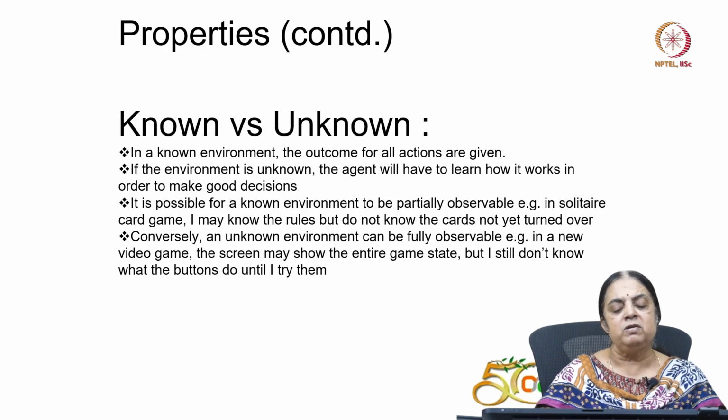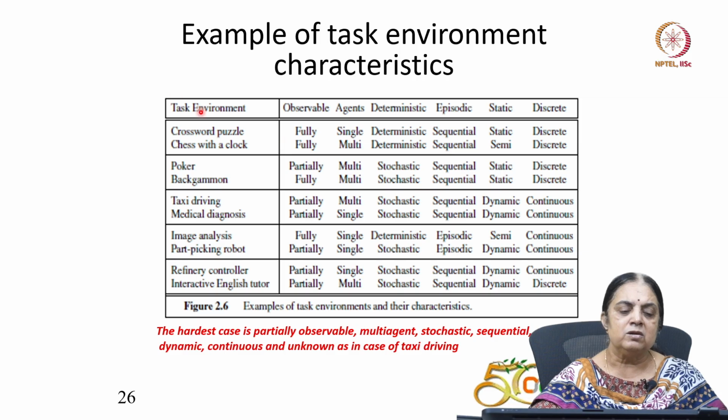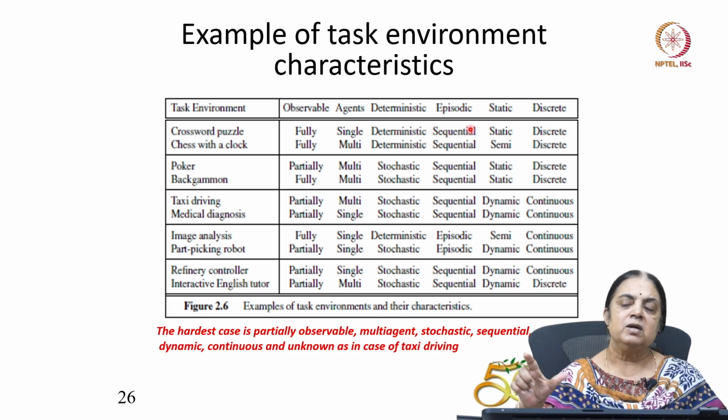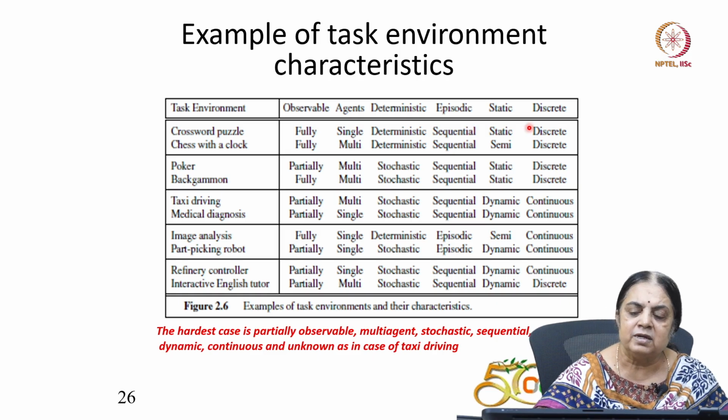You can have an unknown environment, but it can be fully observable also. But because it is unknown, you don't know what to do at that point in time. So here we have a number of different tasks. For example, if you take a crossword puzzle agent, it's fully observable. It's a single agent, deterministic, because there are a deterministic number of moves. Sequential, because if you enter one word, it changes the next word also, right? And it is static and discrete.